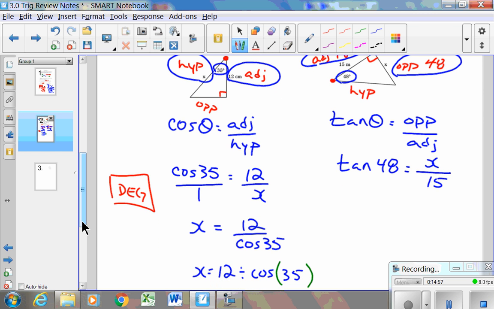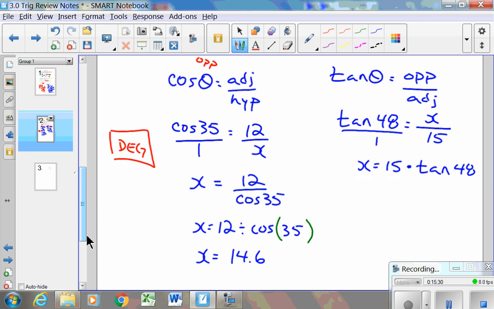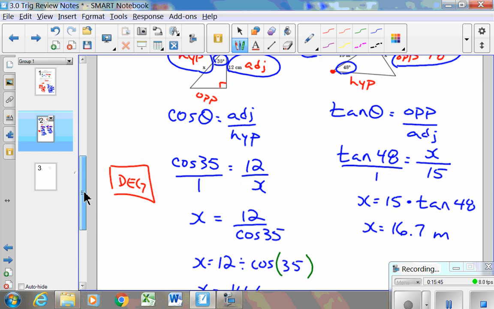Again, if I want to treat this like a cross multiplying question, I have tangent 48. I want to put that over 1, so now I have a top number, bottom number equals a top number, bottom number. I'm going to cross multiply. This time the x is by itself already, so my answer just becomes 15 times tangent 48. So put the calculations straight into your calculator. 15 times tangent 48, and if I do that, I get x equals 16.7. And do I have units in this one? Looks like I have meters. So 16.7 meters is my answer.